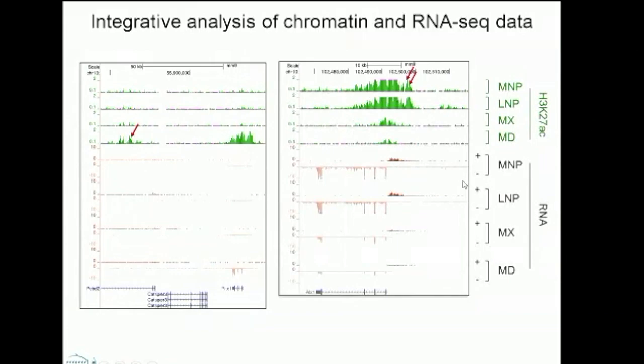And then here's a similar example, slightly more complex. This is near the ALX1 gene, which of course is also involved in craniofacial development. Similar situation, except that the pattern is slightly more complex. You see here, when you look at the chromatin data, that both in the medial and lateral nasal process, there's a ton of signal sitting on the gene, just a little bit of signal and even less signal in maxilla and mandibular. You see this reflected here in the RNA data.